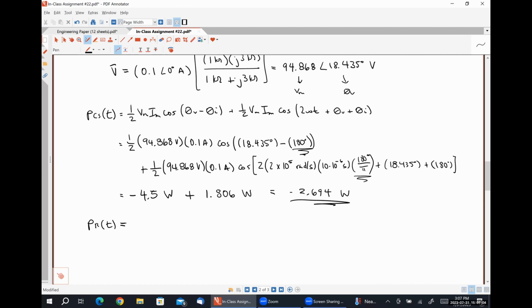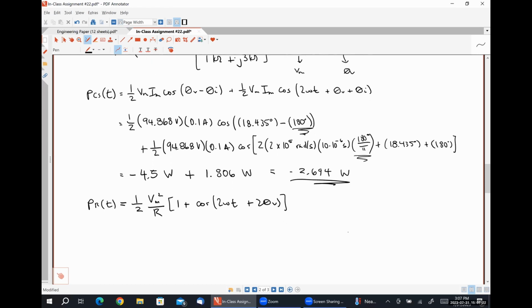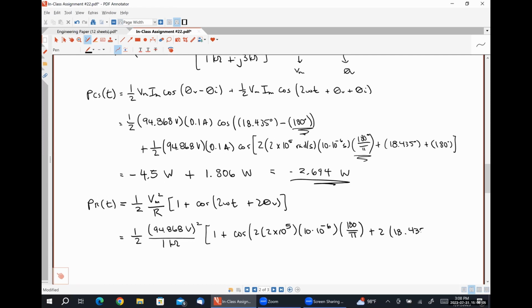So we're going to have 1/2 VM squared divided by R times 1 plus cosine twice omega t plus twice theta V. So that's going to be 1/2 times 94.868 volts squared divided by 1 kiloohm times 1 plus cosine 2 times 2 times 10 to the 5 times 10 times 10 to the minus 6 times 180 over pi plus twice 18.435 degrees.